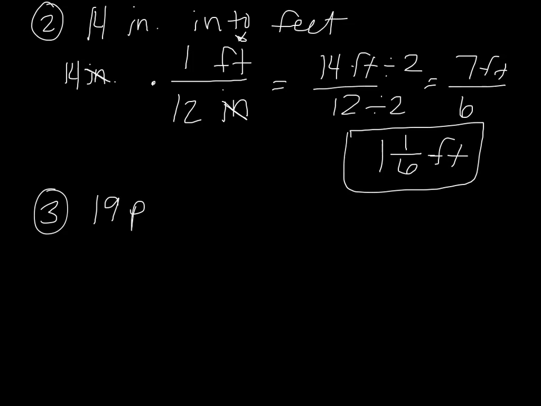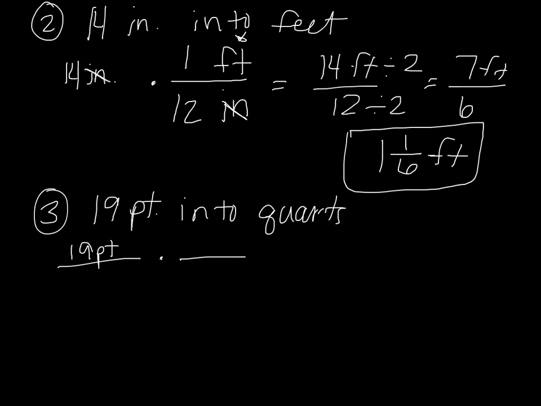19 pints into quarts. Okay, so 19 pints is going to go on the top. I mean, this is stuff we can do right away. I don't even have to look at any conversions. I know on the bottom I want pints, on the top I want quarts. Okay, I'm going to look back. It says 1 quart equals 2 pints.